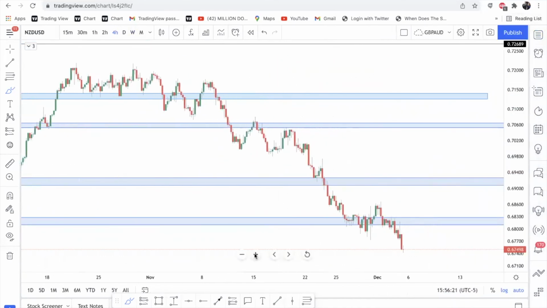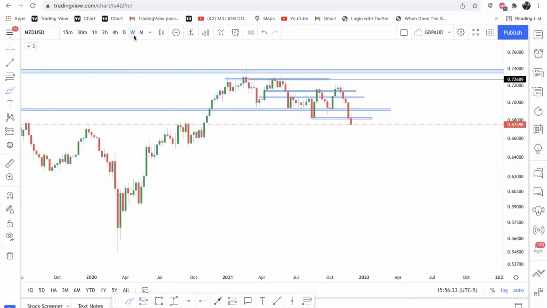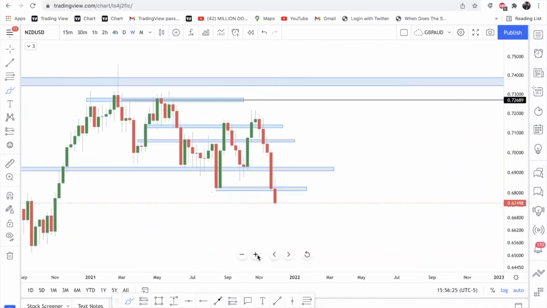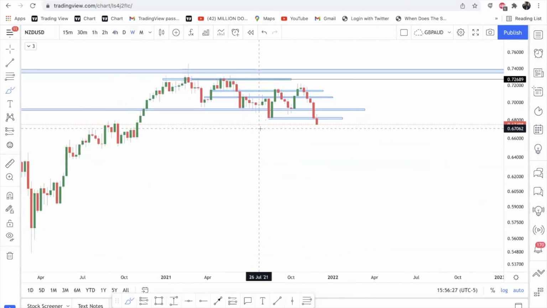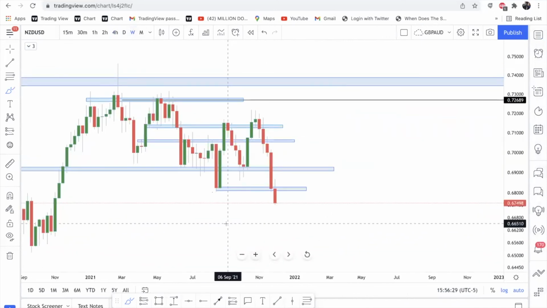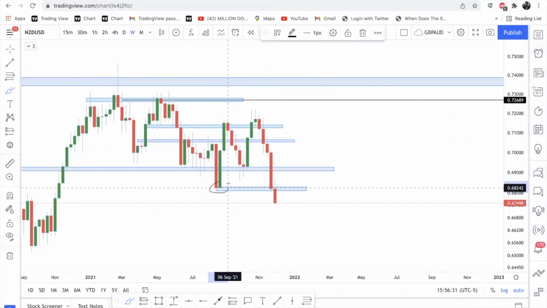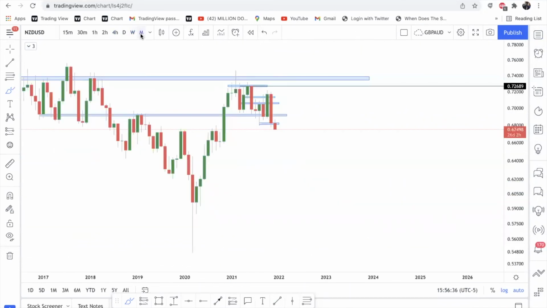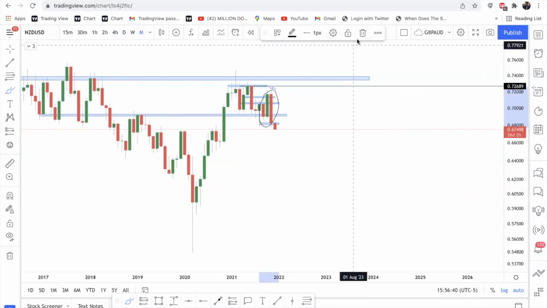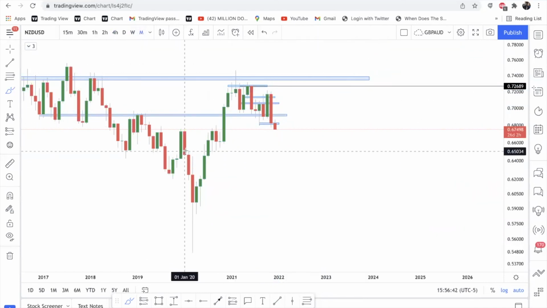NZDUSD. So looking at this on a weekly, all time frames, I mean, it's still very bearish. It's been straight bears and breaking this level, strong level of demand. So for me, it's looking like the bias is still to the downside. Also, this monthly candle closed bearish engulfing. That's showing that sellers are still in control. That dollar strength took over.